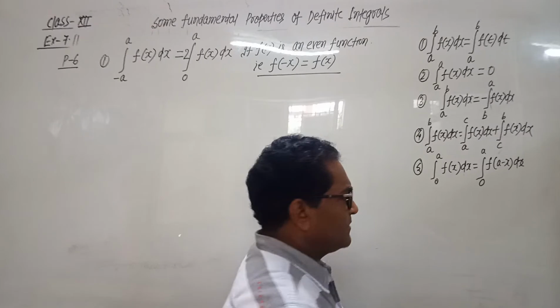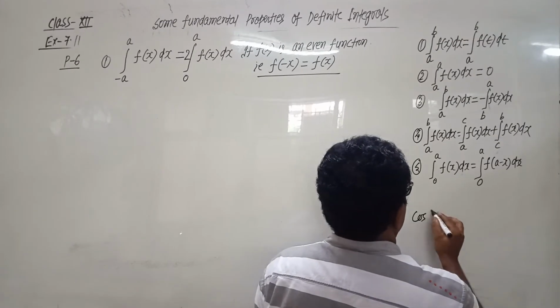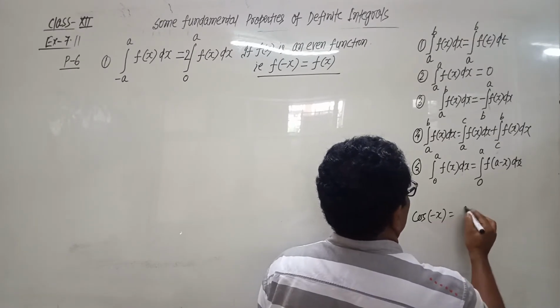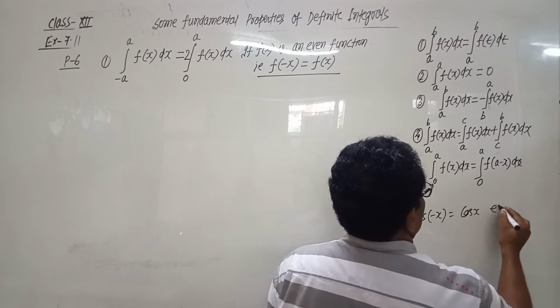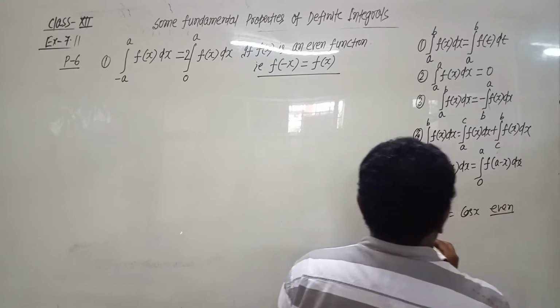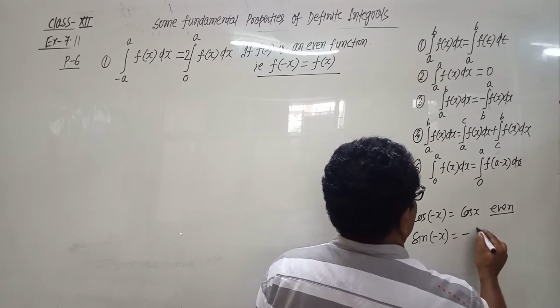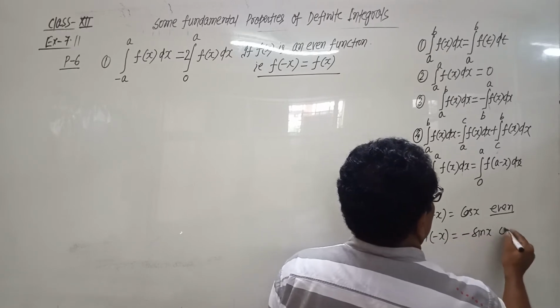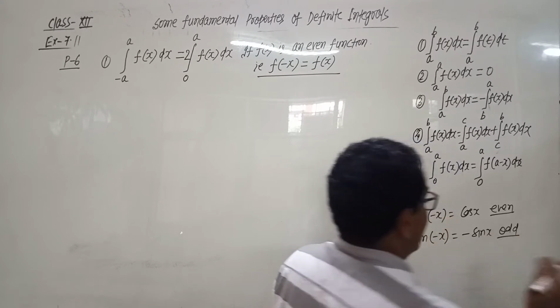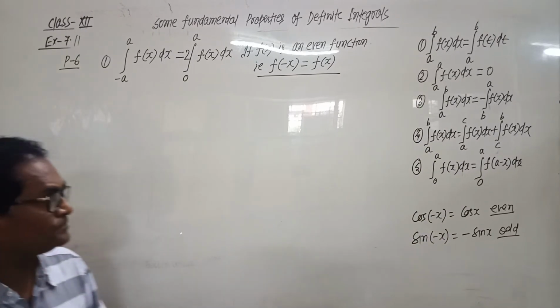Cos x is an even function because cos of minus x equals plus cos x. So cos x is an even function. Sin x is an odd function because sin of minus x is minus sin x. So it is an odd function. Tan x is an odd function.